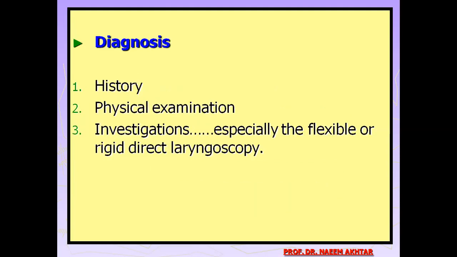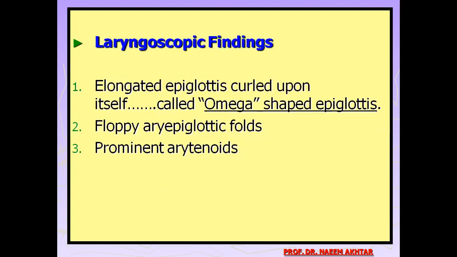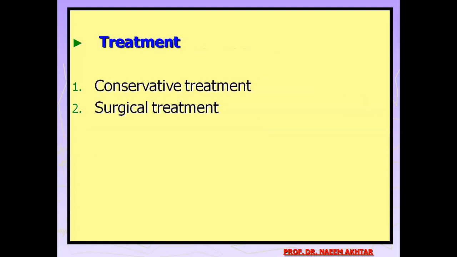Diagnosis can be made with the help of history, physical examination, and investigation, especially the flexible or direct rigid laryngoscopy. The findings on laryngoscopy are elongated epiglottis curled upon itself. This is called omega-shaped epiglottis. Along with this omega-shaped epiglottis, there will be floppy aryepiglottic folds and prominent arytenoids as well.